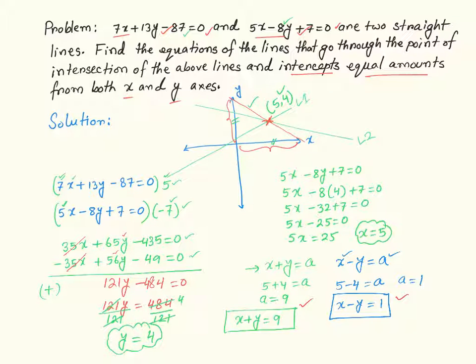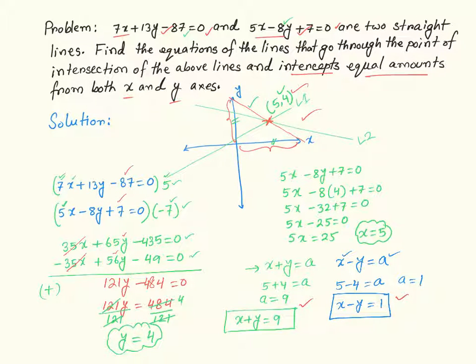Now let me summarize what I just did here. Basically, we are given two straight lines. We need to find the equation of a straight line that goes through the intersecting point of the given lines and intercepts equal amounts from both x and y axis. Now this is a sketch. First, we solve these given equations to find the point of intersection, which is 5, 4.